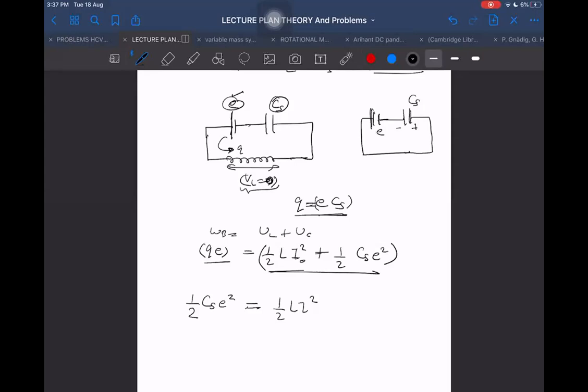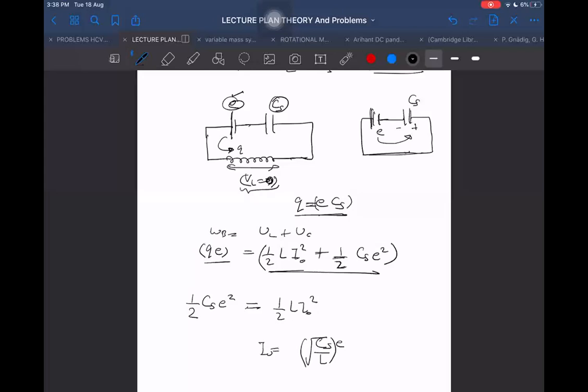Where I assumed VL to be 0, I took it like a short circuit, and I assumed that only the EMF is appearing across the capacitor. What will be the energy stored in this effective capacitor? Half into CS into E square. Then effectively the peak current I naught we are getting as CS into E upon L, under the root.